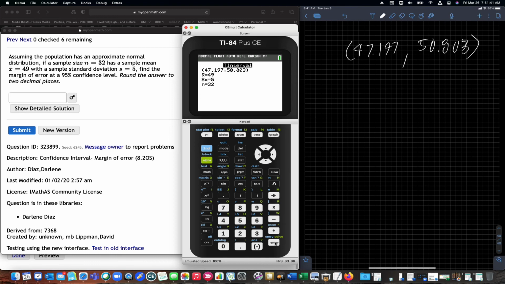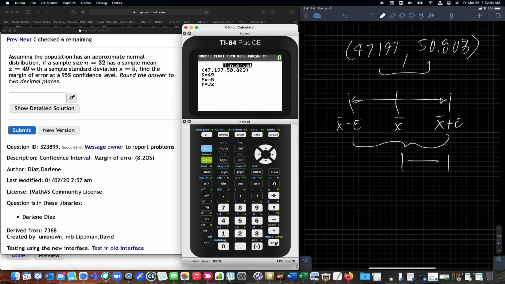Oops. Man, that is poorly written. But you get the gist, and I'm talking at the same time. So remember, that's the span across the whole confidence interval, our mean being right in the middle. I guess this is mean minus the error, and this is the mean plus the error. And so the distance between those two numbers is this distance, and I want to know what half of that is. So I can take 50.803 and subtract 47.197, divide it by 2 to calculate what the error is.